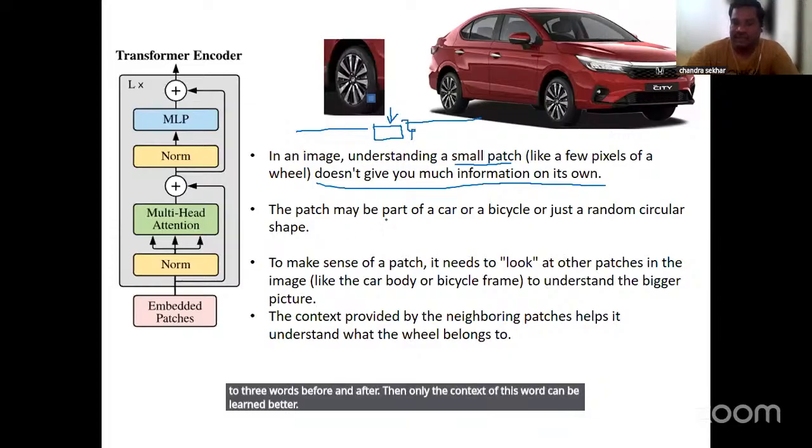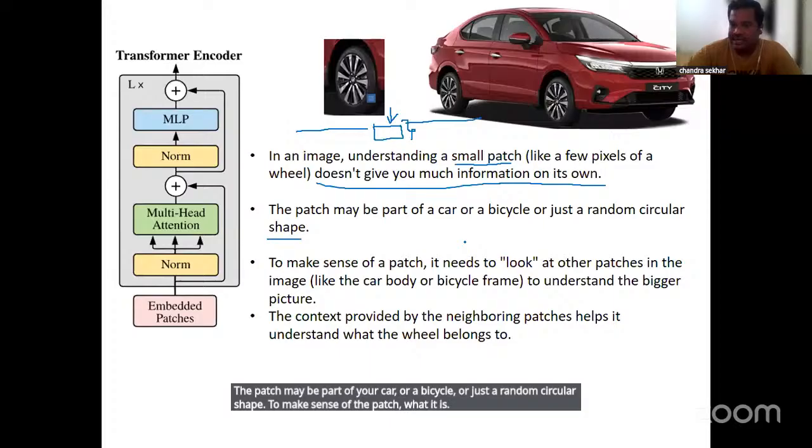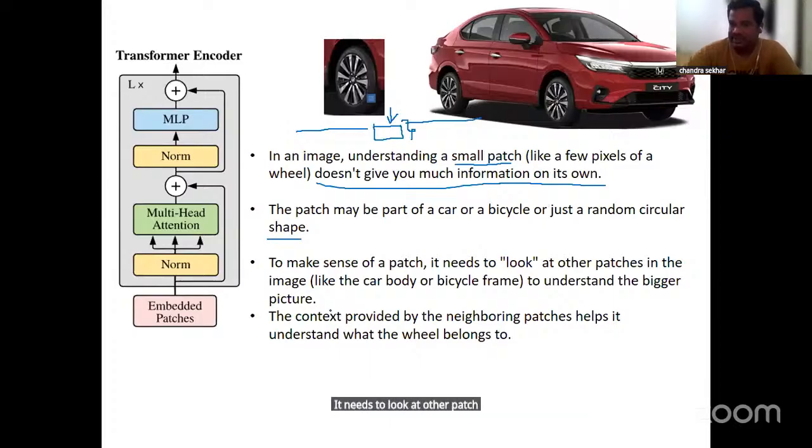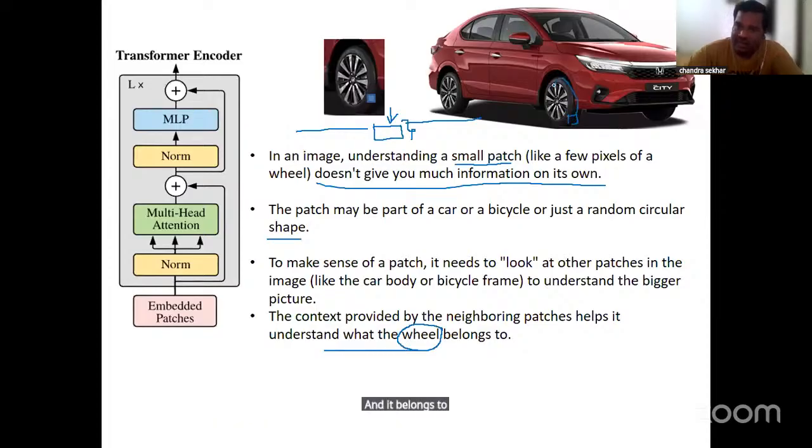The patch may be part of a car or a bicycle or just a random circular shape. To make sense of a patch, what it is, it needs to look at other patches in the image to understand the bigger picture. So the context provided by the neighboring patches helps it understand what the wheel belongs to. Yes, this is a patch and it belongs to a wheel, and the wheel is part of the car. So that is the complete picture I need to understand.